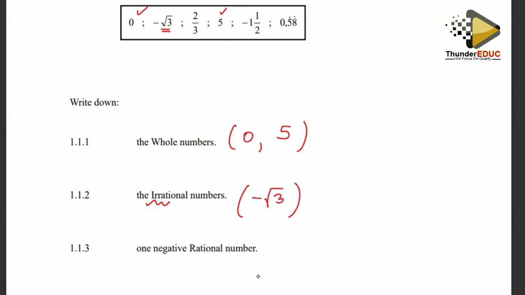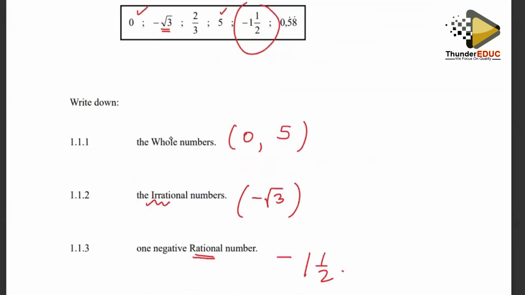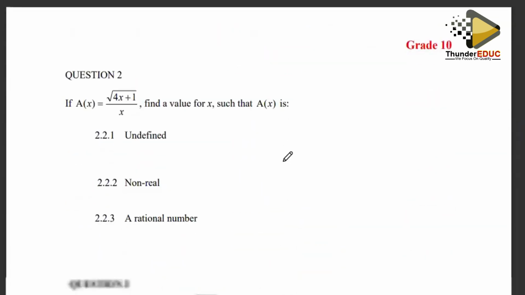And then one negative rational. So rational is one that can be written as a fraction, which is this one here, because they want the negative part. So -1 and then 1/2. So that's how we would have answered that. Don't worry about these others that have not been catered for. It's okay. Then question 2.